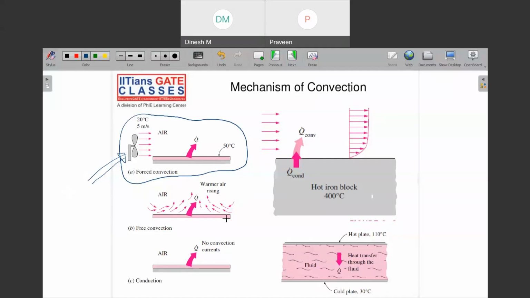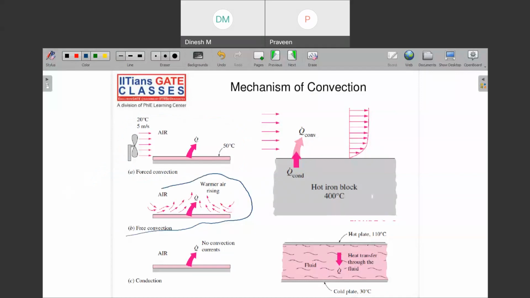Now let us look at figure B. Here, can you see there is no fan or anything else helping this air come into the picture? This is due to the buoyancy effect. What is that effect? We have discussed it earlier in the very first class.